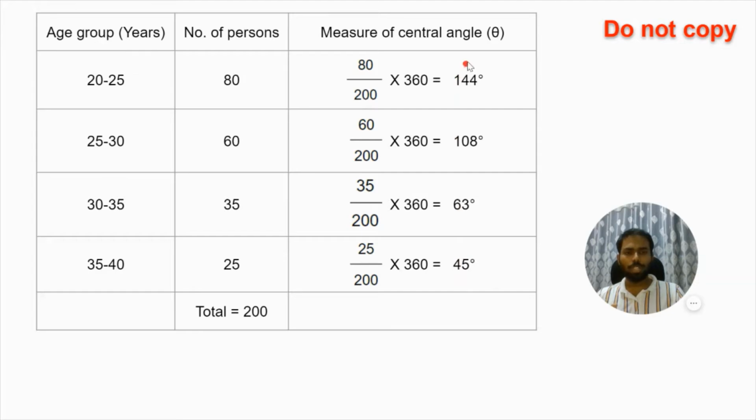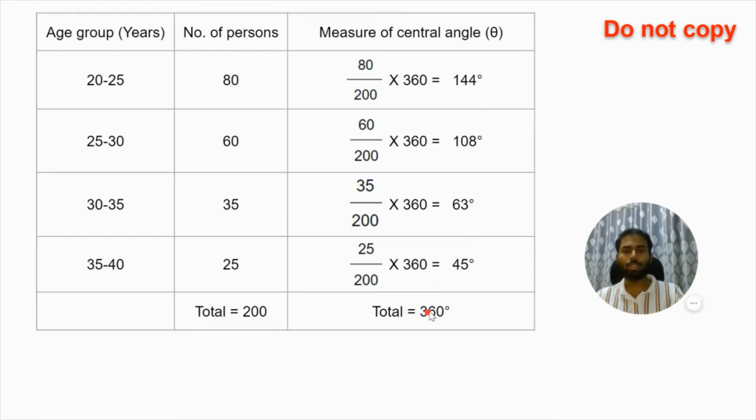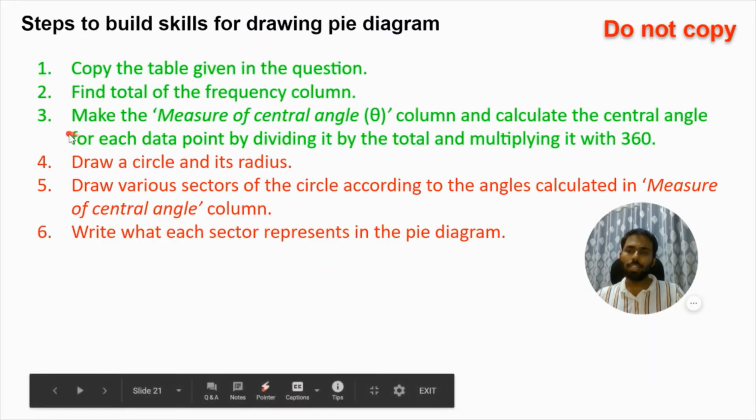And once you find the central angle for all data points, what you will do to check is check अगर इन सबको ऐड करके 360 आ रहा है क्या. अगर इन सबको ऐड करके 360 नहीं आ रहा है, it means you have done some calculation mistake somewhere. You'll have to check all your calculations then. इन सबको ऐड करके 360 आना ही चाहिए. Okay. So we are done with the third step also.